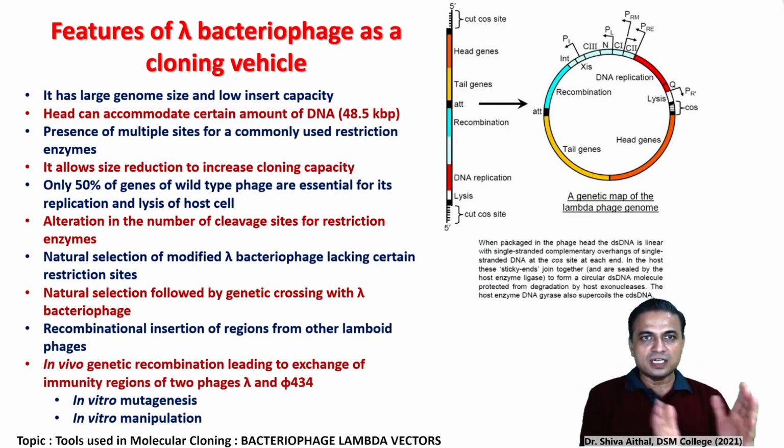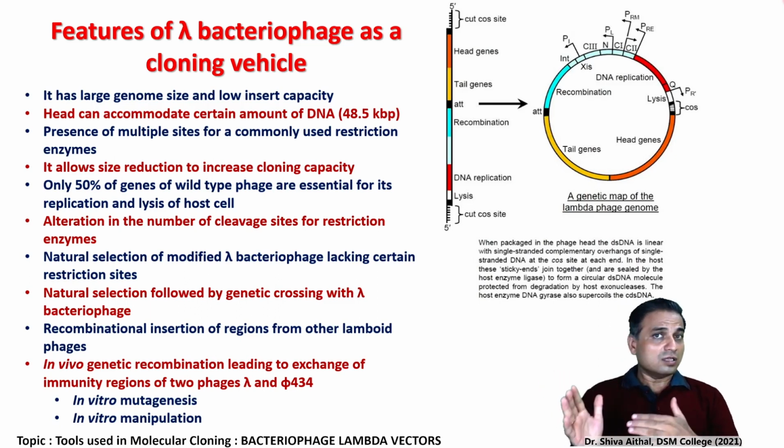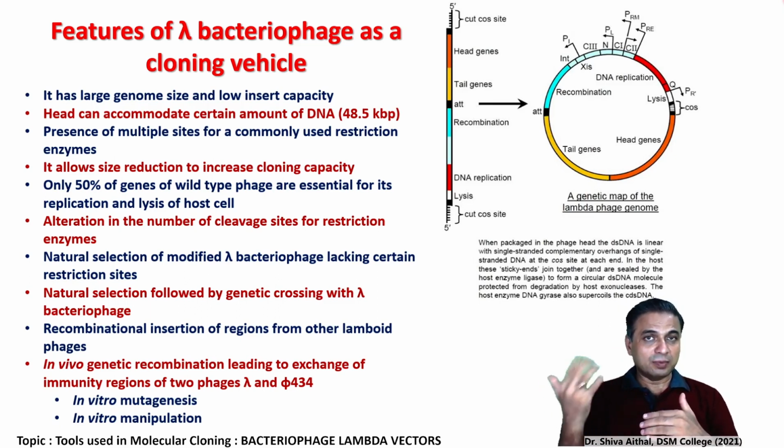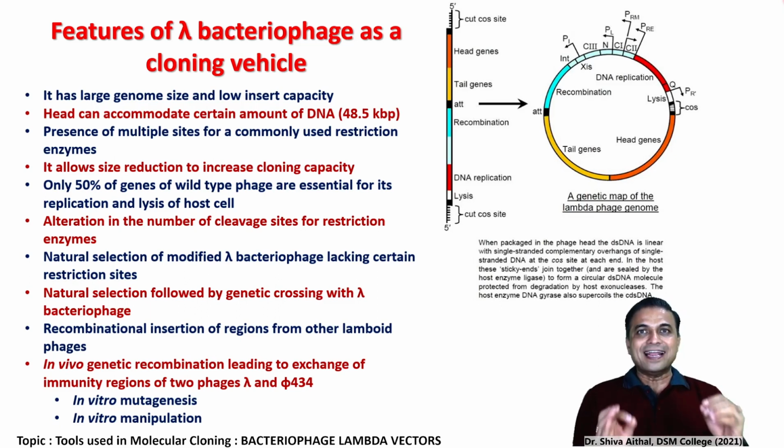50% of genes are only essential for it to multiply, etc. What are the other 50%? This is for maybe evolution. So we can remove that and you can replace this 50% with your gene of interest. That is one of the characteristic features of bacteriophage lambda, why it can be used as a cloning vehicle.